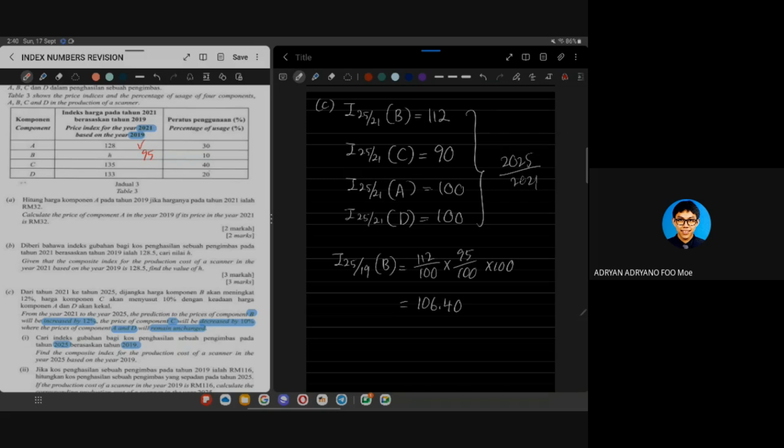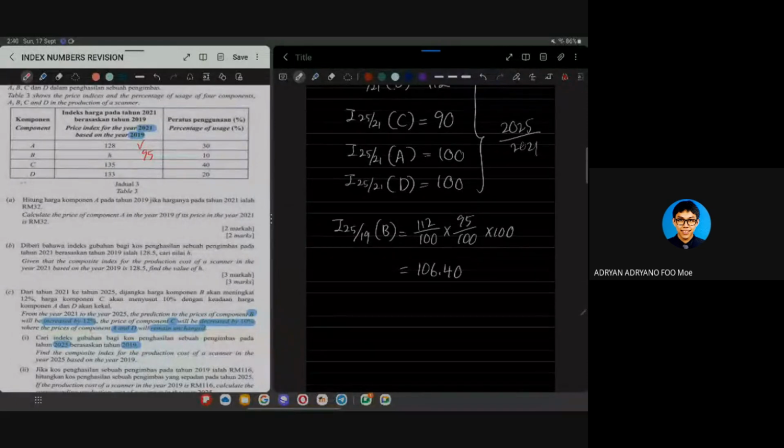I get 106.40. Am I right? Right? Okay. Then 25 over 19 for C. What would it be? 90 over 100 times 135 over 100 times 100. I will get what?